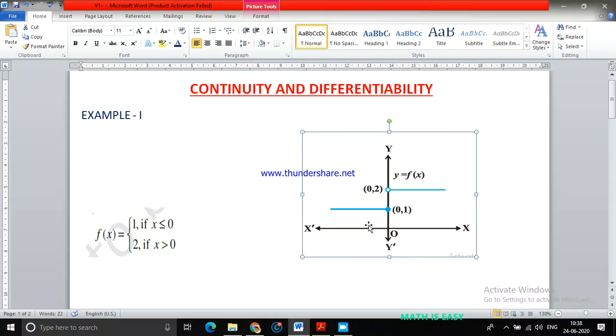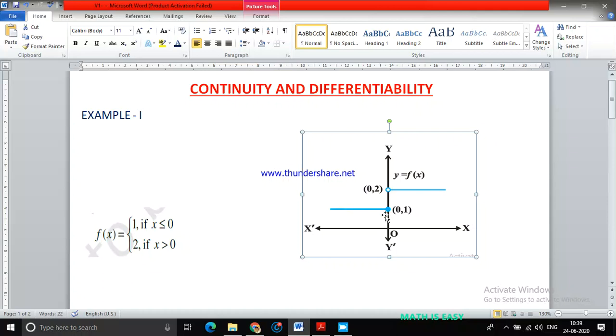So can I say this function is a continuous function? Is the function continuous or discontinuous? Here you see the graph. Till you reach number 0, it is taking the value 1. Once you take a number after 0, immediately the graph shifts to 2. After 0, the values of y or f of x are going to be 2. There is a break in the graph.